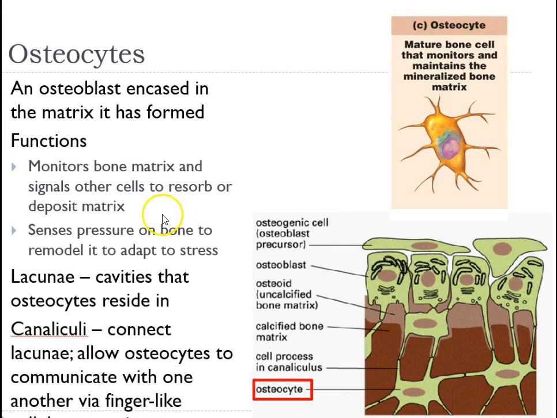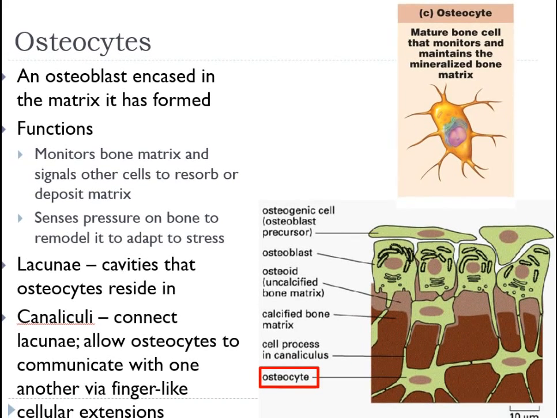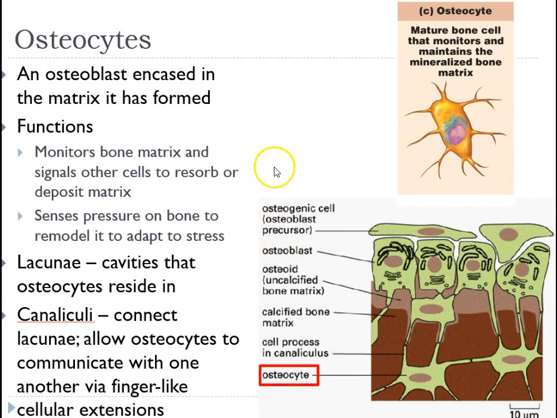Osteocytes. Osteocytes are going to be these specialized cells that encase the matrix that is formed. Their function is to just basically monitor bone stress and activity. So it monitors bone's activity and absorbs or deposits material. It senses pressure in the bone and sort of sends out signals if there needs to be some repair.